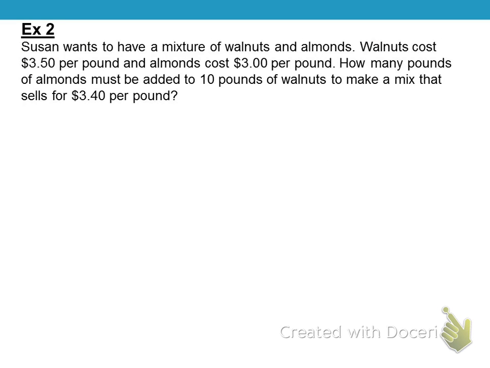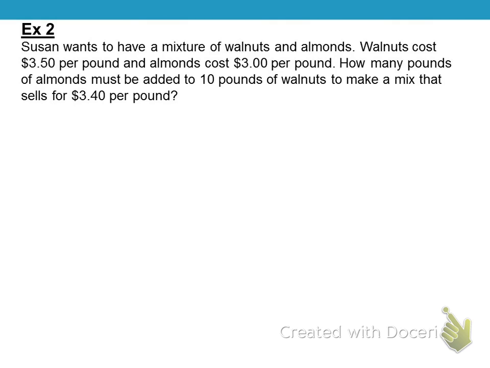All right, here's example 2. It's all about Susan. Susan wants to have a mixture of walnuts and almonds. Walnuts cost $3.50 per pound. Almonds cost $3 per pound. How many pounds of almonds must be added to 10 pounds of walnuts to make a mixture that sells for $3.40 per pound?